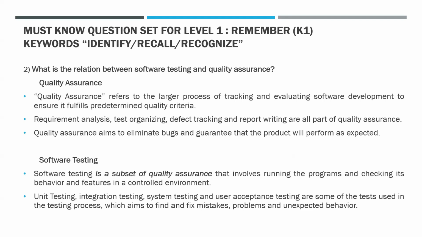Coming to software testing, software testing is a subset of quality assurance that involves running the programs and checking its behavior and features in a controlled environment. Unit testing, integration testing, system testing, and user acceptance testing are some of the tests used in the testing process, which aims to find and fix mistakes, problems, and unexpected behavior.